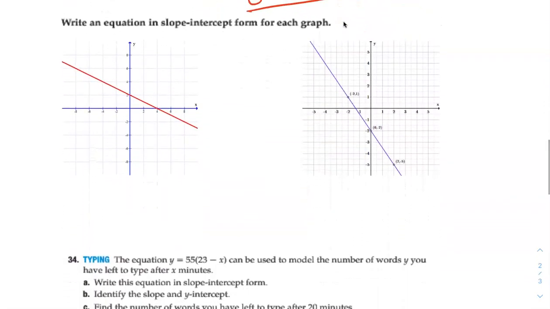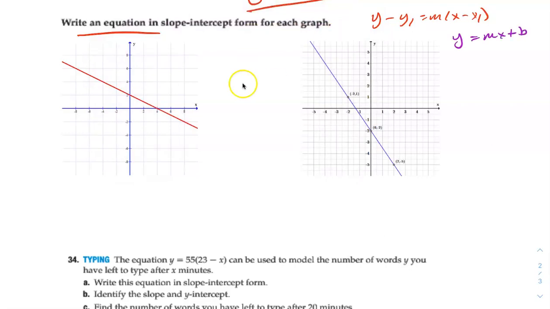Write an equation in slope-intercept form for each graph. So I know I say write an equation, I always say do this. This way works. But when you have a graph, the easiest way to write an equation is generally y equals mx plus b, slope-intercept form. Because in this case, the y-intercept is readily available. So if I was going to do this one using slope-intercept form, I already know what the y-intercept is. I could see it on the graph. It's 2. Done. All I gotta do now is find the slope.